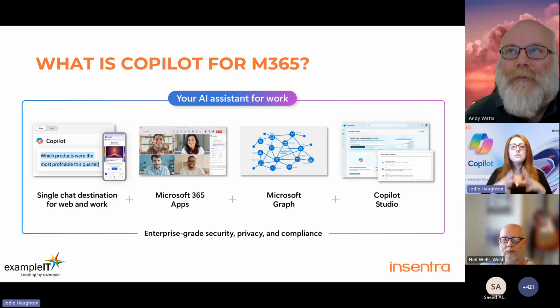So that initial chat destination is a really, really good way just to kind of dip your toe in and start to understand some of the capability of Copilot. Then you've got your Microsoft 365 apps. So these are the apps that so many of us use on a day-to-day basis when we're doing our work.